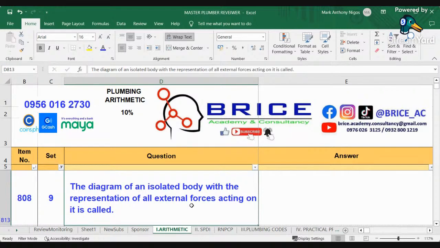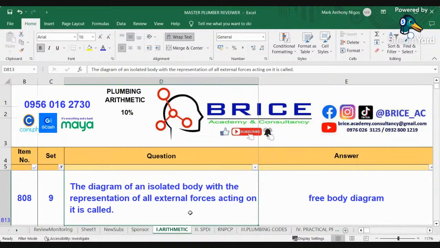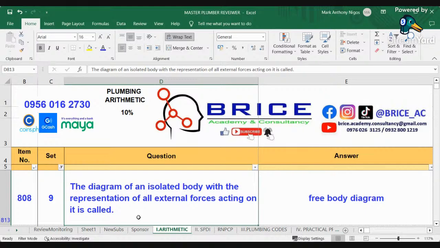808. The diagram of an isolated body with the representation of all external forces acting on it is called free body diagram. The answer is free body diagram. The diagram of an isolated body with representation of all external forces acting on it is called free body diagram.